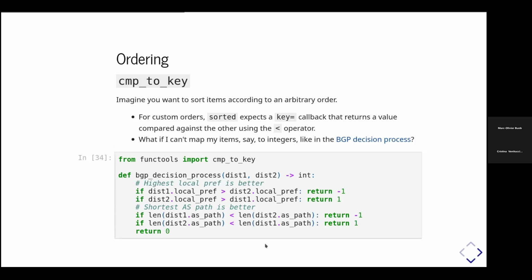And now you can't directly pass this function as a callback because actually this is not extracting a specific value or crafting a specific value of your distance that you can directly sort. And so this is where cmp_to_key will enter in play. It will help you to transform this function to a key callback that is compatible with sorted.